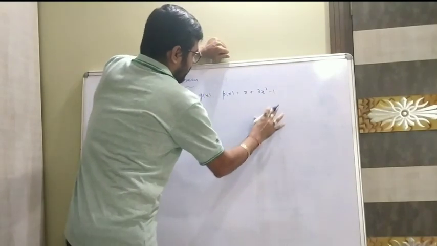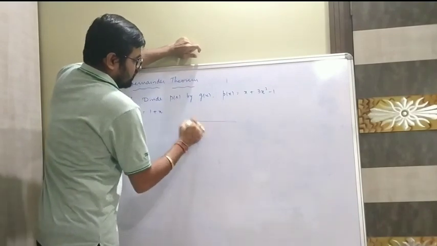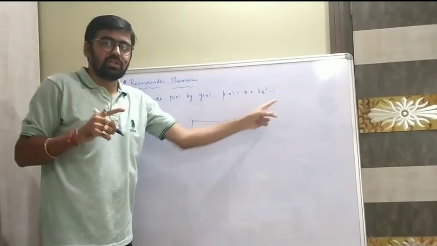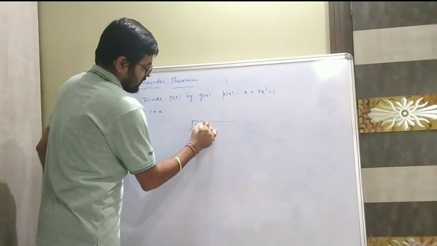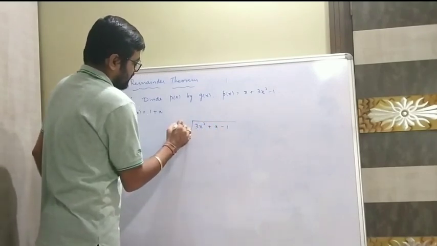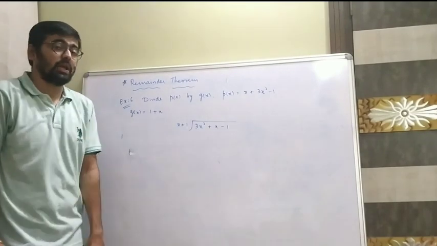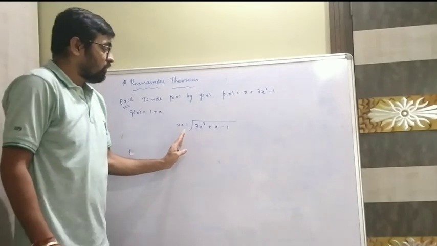Okay, let me do a little bit on this side because I want to show you something over there as well. First of all, I should convert this into descending order, so it becomes 3x square plus x minus 1, and I want to divide this by, again we will put this in descending order too, so it will be x plus 1. Okay, now I want to divide this.